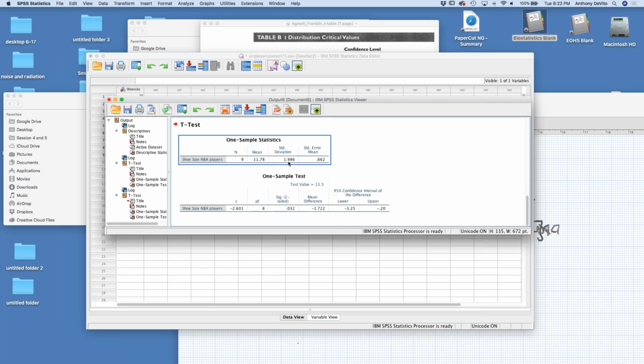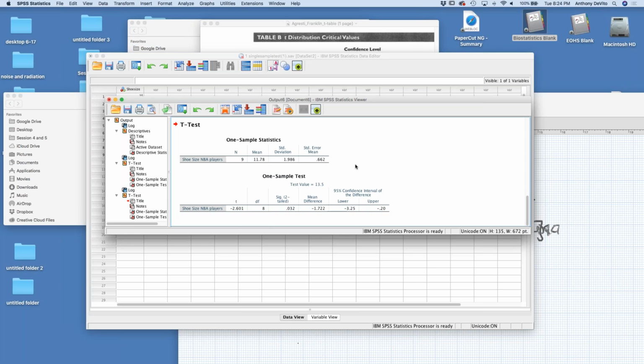So 11.78, standard deviation, standard error is the same. 11.78 minus 13.5 is going to be a bit more, isn't it? It's going to be a t-score of 2.601. You remember what the critical value of t was for 8 degrees of freedom? Sample size 9 and 8 degrees of freedom. It was 2.306, I believe. So in this case, I've exceeded my critical value of t.